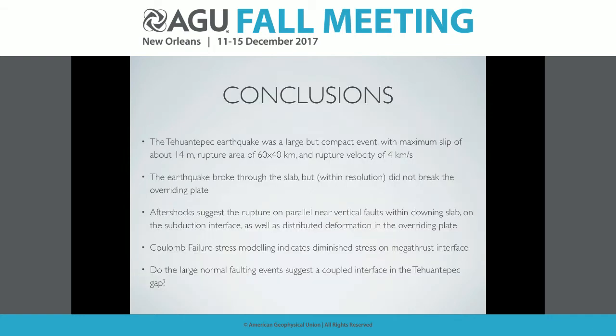And so to conclude, the Tehuantepec earthquake was large but compact. It has a maximum slip of maybe 15 meters, rupture area of 60 by 40, and a rupture velocity of 4 kilometers. The earthquake broke through the slab, but probably not into the overriding plate. Aftershocks suggest rupture on parallel near vertical faults, as well as distributed deformation in the overriding plate. Coulomb failure stress modeling indicates perhaps diminished stress on the megathrust interface.